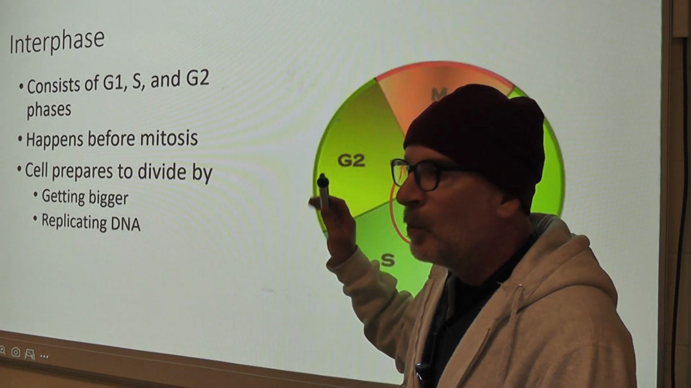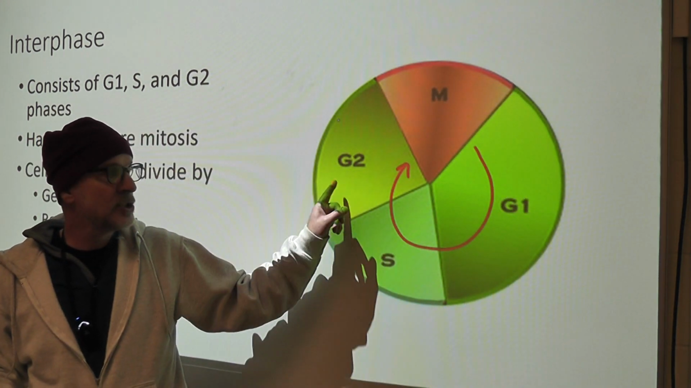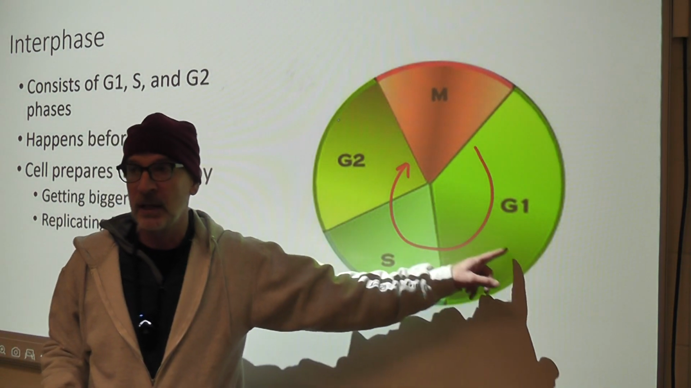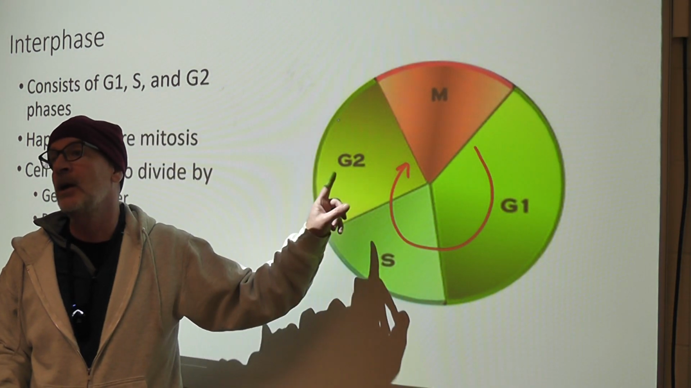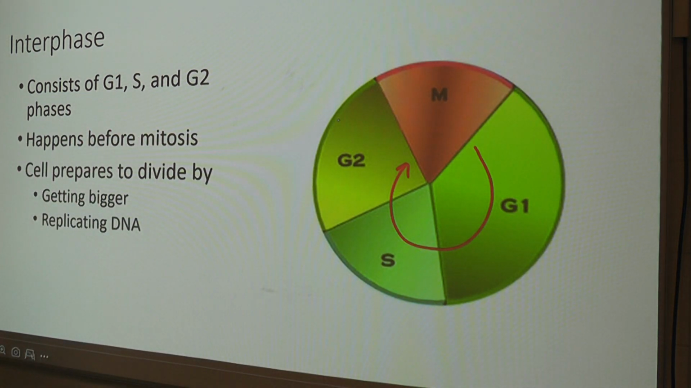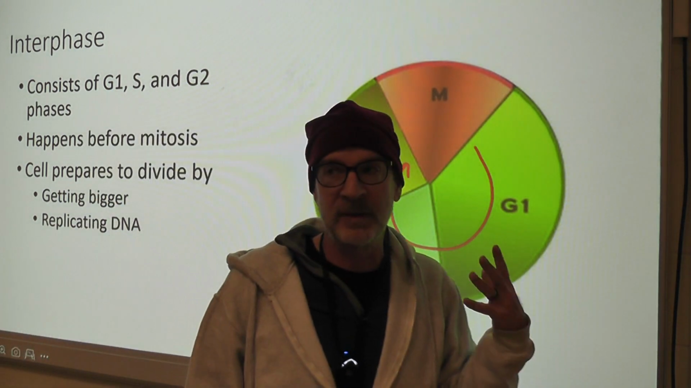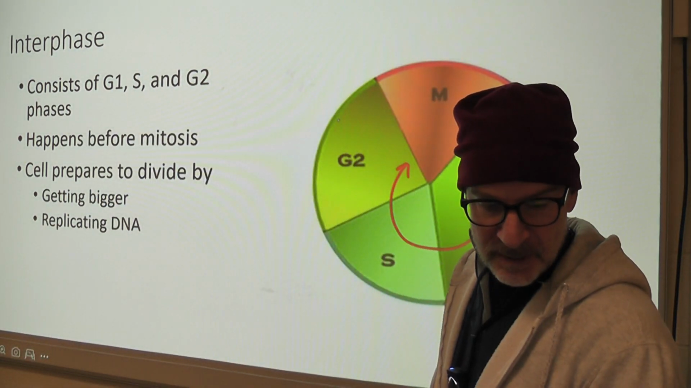Okay, so these G1, S, G2, which is growing, replicating DNA, growing some more, is altogether known as interphase. Inter means between, and what we're talking about is between cell divisions. This is all necessary for cells to divide. We don't think of it as part of the actual process of dividing cells.